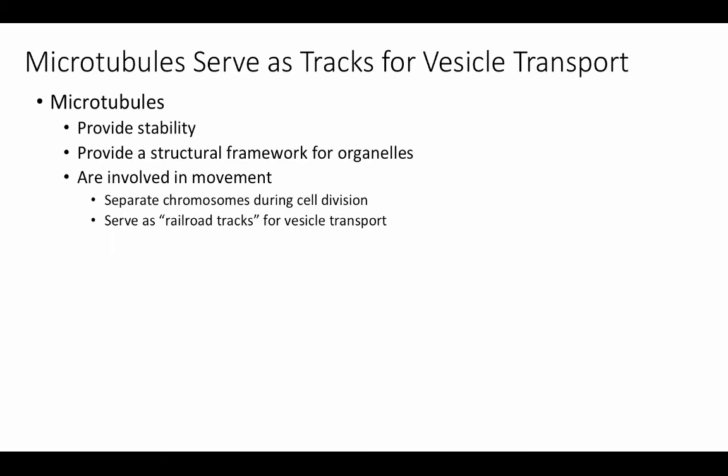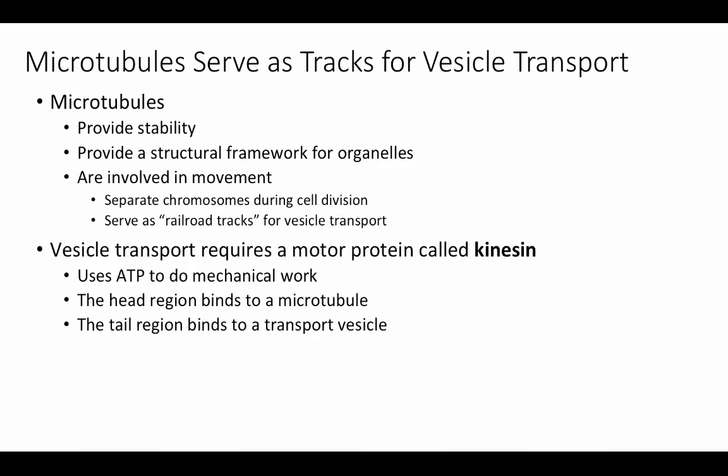They're these railroad tracks. So vesicle transport requires a motor protein called a kinesin. So a kinesin uses ATP to do mechanical work. It's going to use ATP to create a conformational change in the kinesin protein. The head region is going to bind to a microtubule. So the head region is going to be on the trackway.